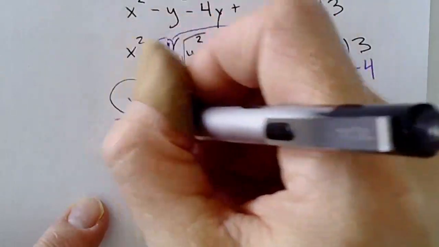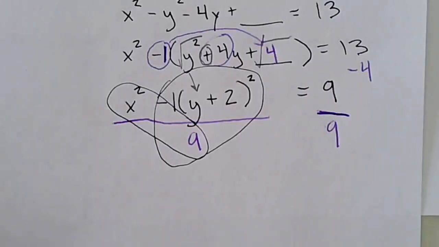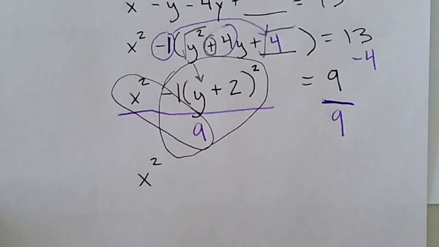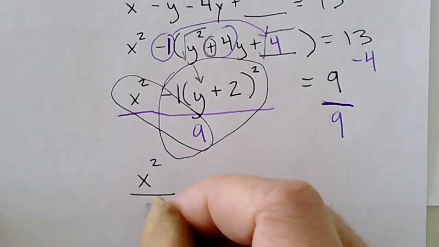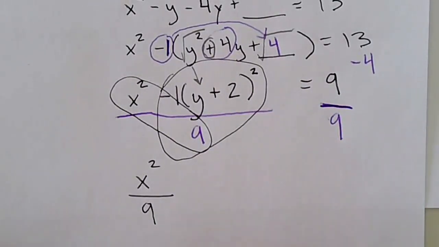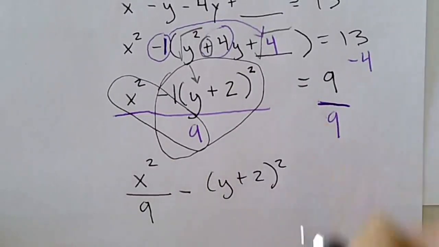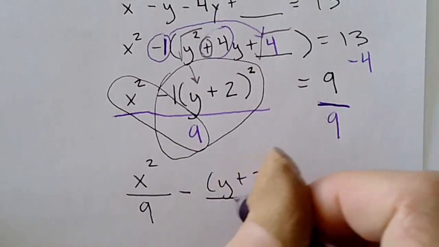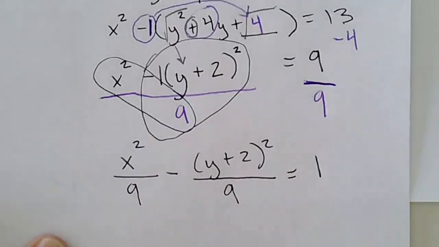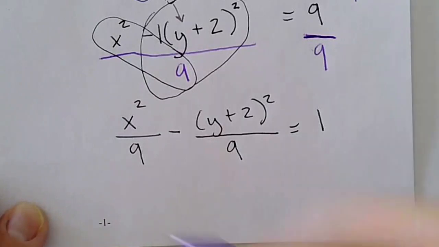2 fractions, right? Because this is 1 fraction, and then this is another fraction here. So what I have is x squared over 9 and then I've got minus y plus 2 squared over 9 equals 1. Now, this is basically our form that we need for our answer.